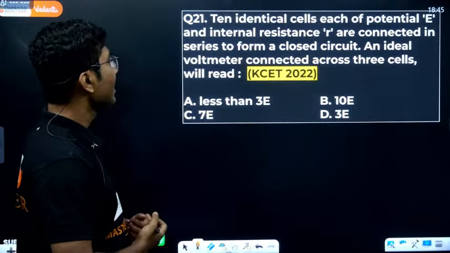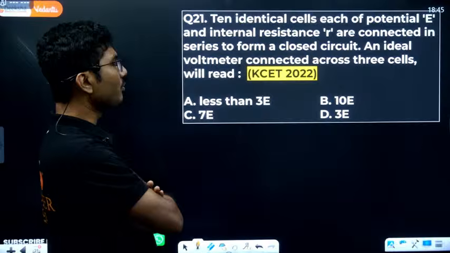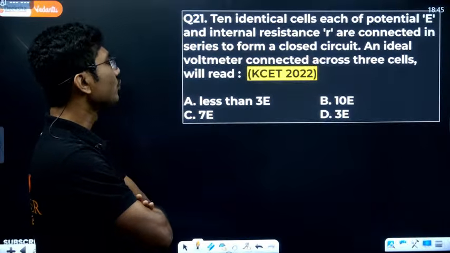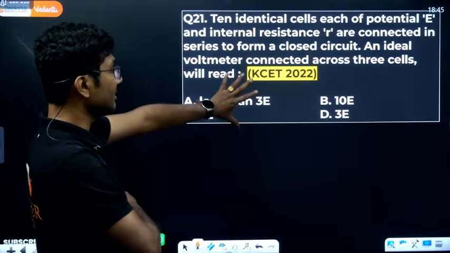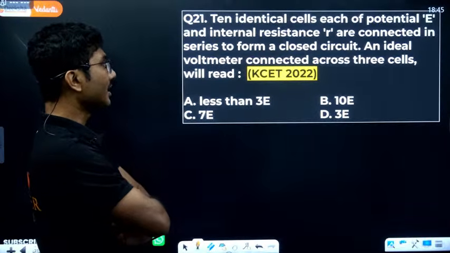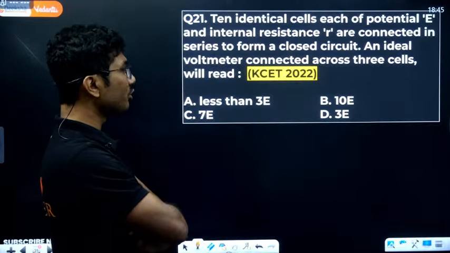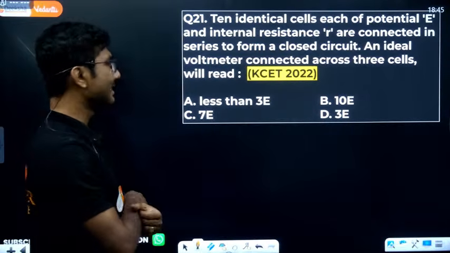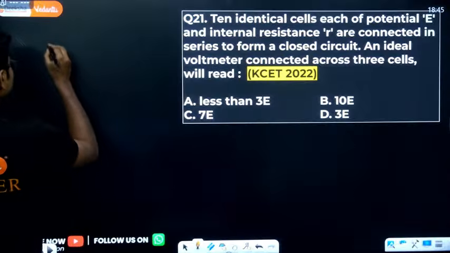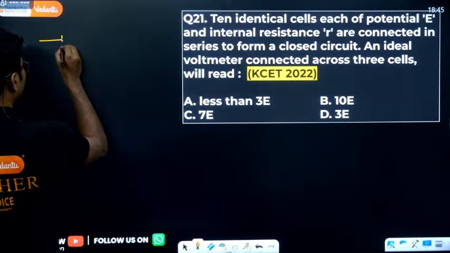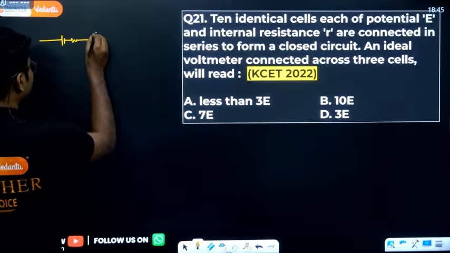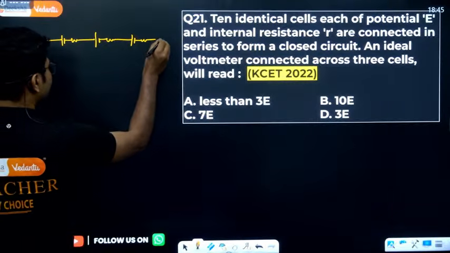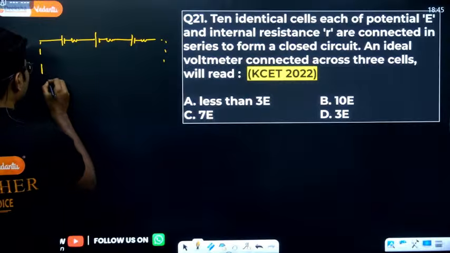Now next, 10 identical cells, each of potential E and internal resistance R, are connected in series to form a closed circuit. So another similar question. An ideal voltmeter is connected across 3 cells. What will the voltmeter read? So here we do not have any external resistance, we only have internal resistance, and we have 10 such cells, and they are connected in series.